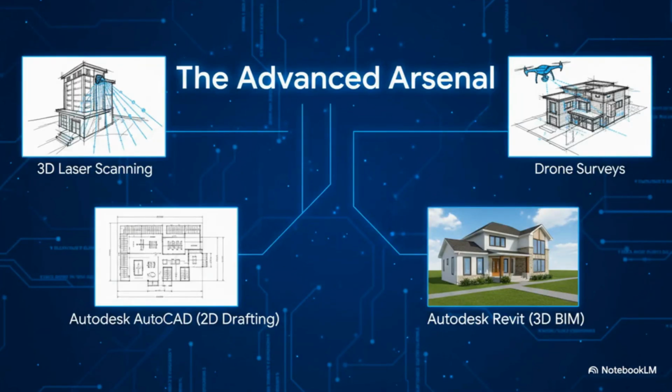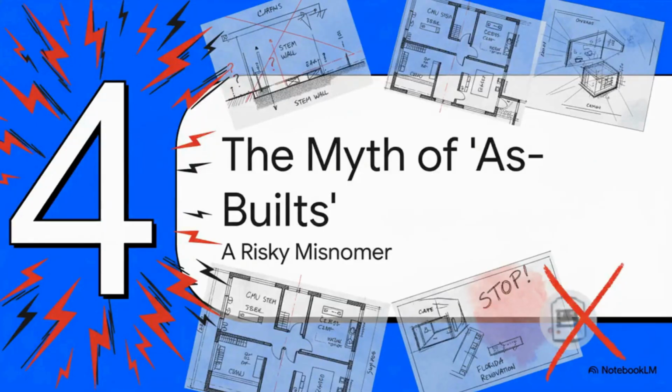On really complex projects, you bring in 3D laser scanners that can capture millions of data points for insane accuracy. Drones can survey huge exteriors in just minutes. All that data then gets fed into industry-standard software like AutoCAD for those crisp, clean 2D drawings, or Revit to build an intelligent 3D model, which lets you virtually walk through the space to catch any issues before a single wall is ever touched.